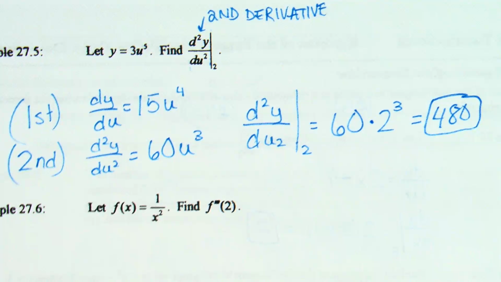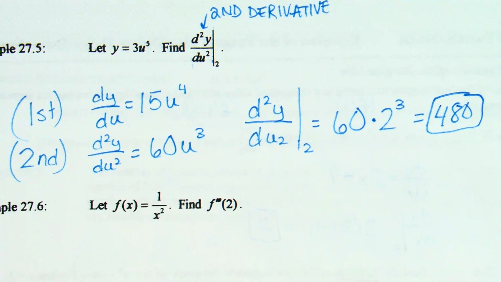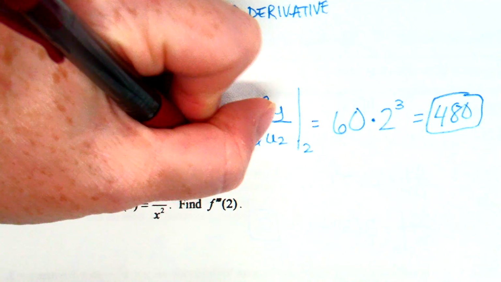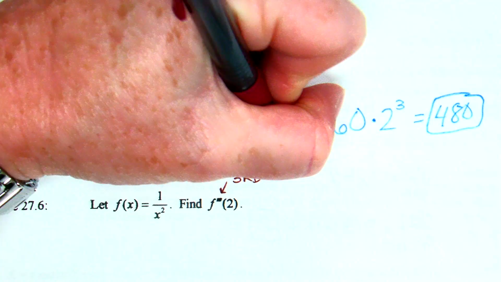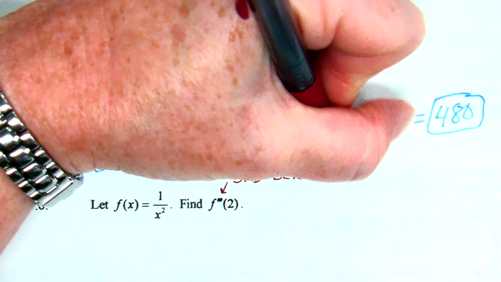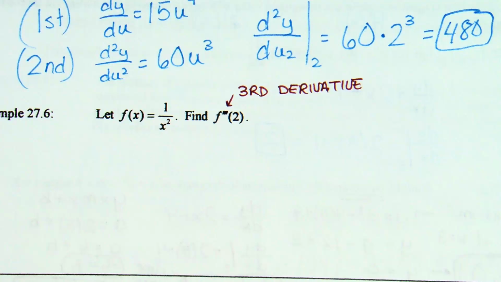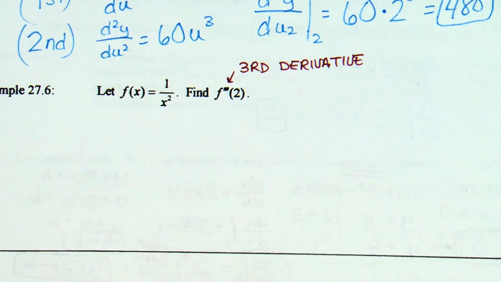Example 6. These lessons are going by really quickly. Let f of x equals 1 over x squared. Find, can you guys read that? It's triple prime. We are being asked to find the third derivative. Now, before we start trying to find derivatives, some of you guys were struggling with this yesterday, what should I think about my original equation?